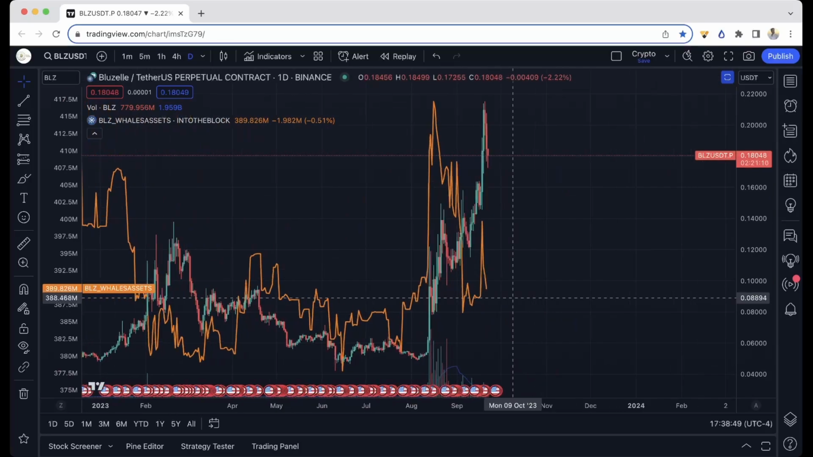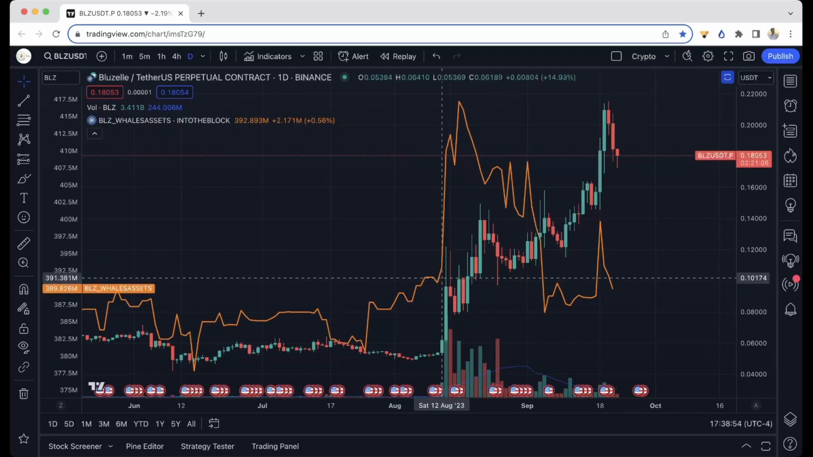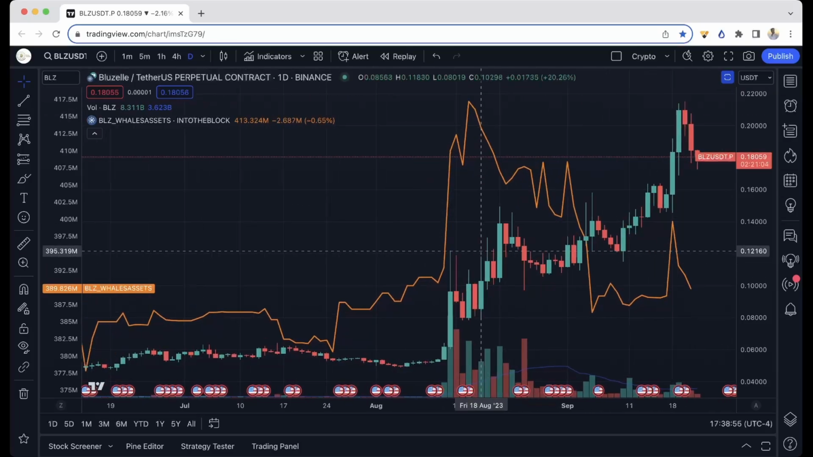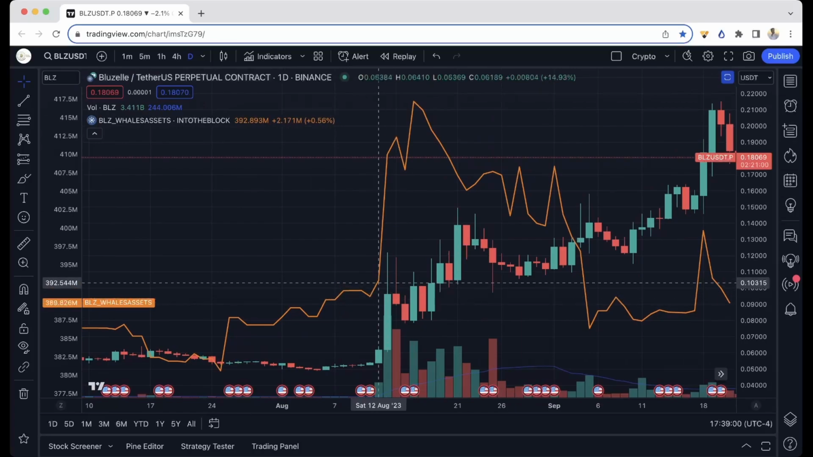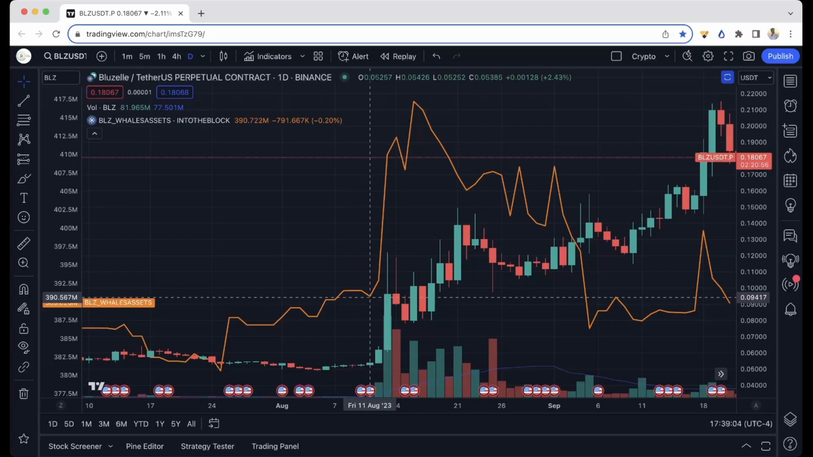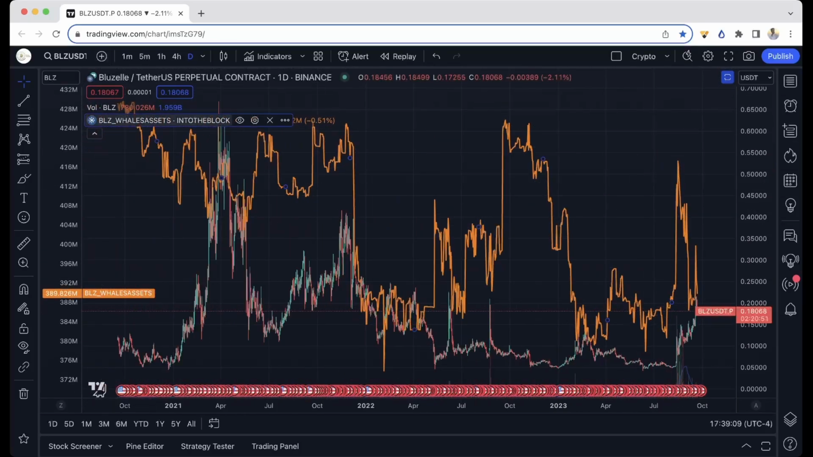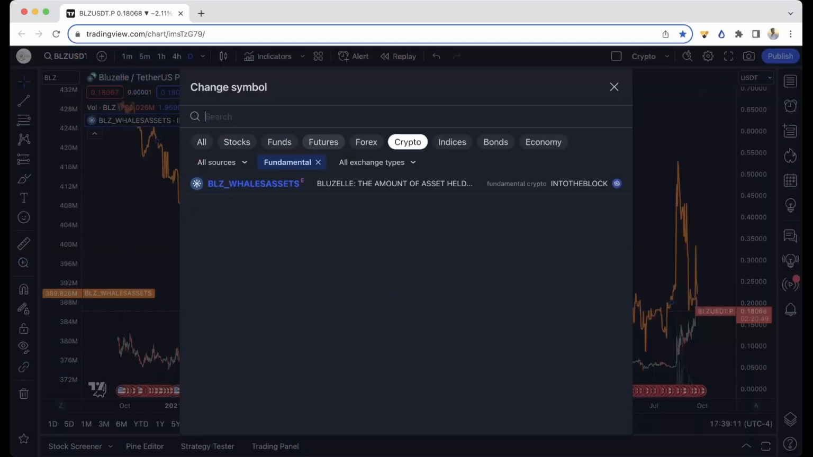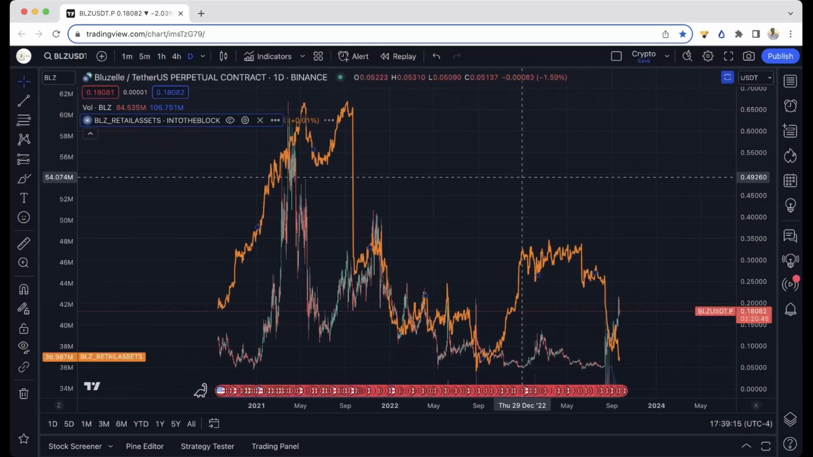But then really, really interesting is look at this. Whales increase. Was this just before, I can't go at a lower time frame, by the way, guys. Was this just before the pump, or was this during the pump? I think after the pump. Look how much whales increased. And if we look at that, we kind of have to compare that to BLZ retail assets. I don't think they're going to be as pretty.